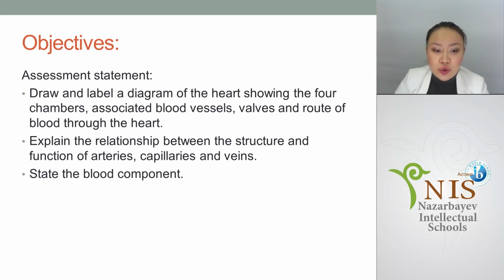First, draw and label a diagram of the heart showing the 4 chambers, associated blood vessels, valves, and route of blood through the heart. Second, explain the relationship between the structure and function of arteries, veins, and capillaries. And the last one is state the blood components.